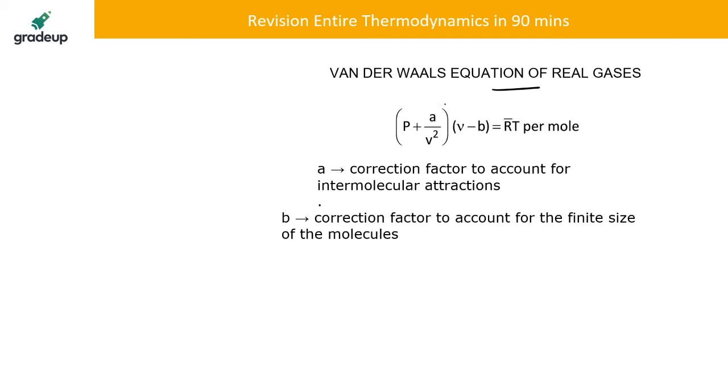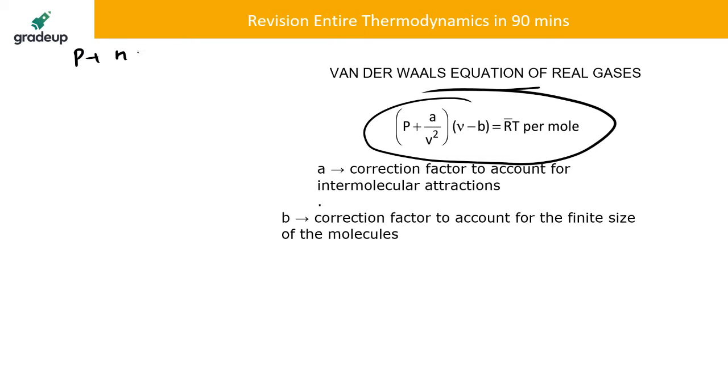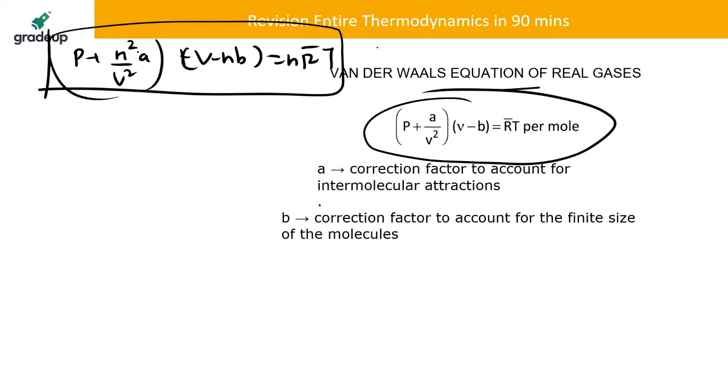Van der Waals equation is also very, very important. (P + an^2/V^2)(V - nb) = nRT. This is the modification of the ideal gas equation, the Van der Waals equation. The Van der Waals equation is the equation for real gas. You have to remember that. And this equation is also very, very important.